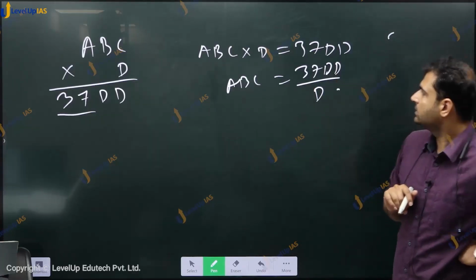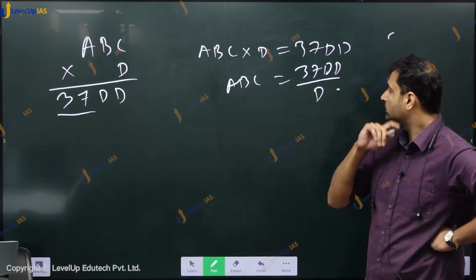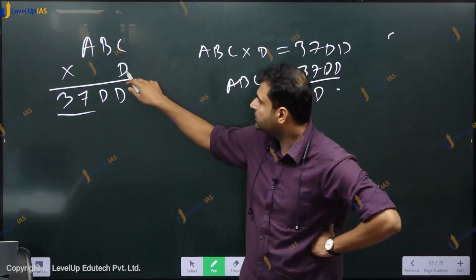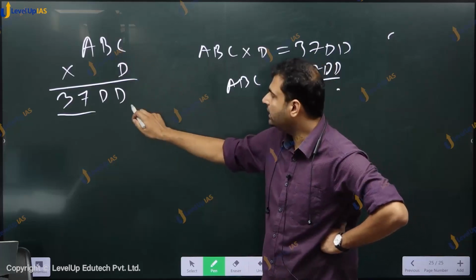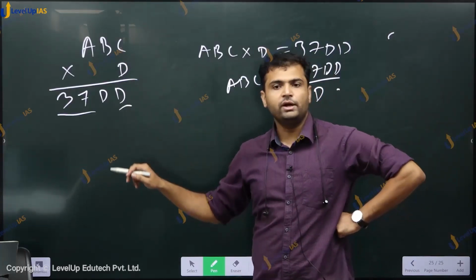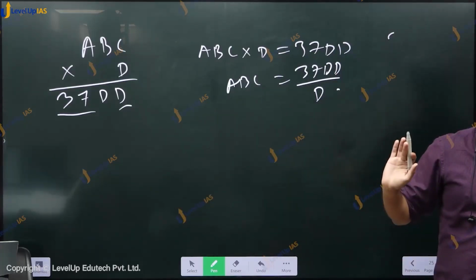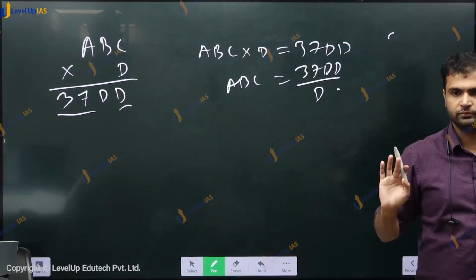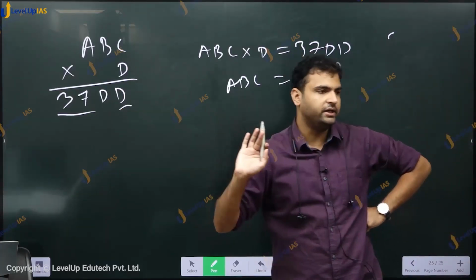What is happening is, this D, when we multiply it by some number, you should get D in the units place. We are trying to find out the possibilities. 1, 2, 3 तो रिजेक्ट कर दिया. क्यों कर दिया सब लोग समझ गए हो? Because we are getting 3700 here. So 1, 2, 3 तो आ ही नहीं सकता D.